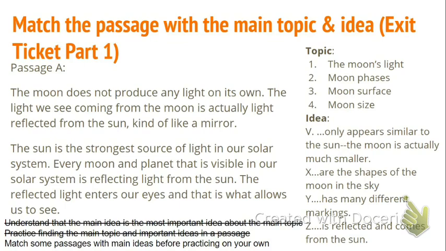This topic: the moon's light, the moon's phases, the moon's surface, or the moon's size? Is the idea that the topic only appears similar to the sun? The moon is actually much smaller. Is the idea that the topic are the shapes of the moon in the sky? Is the idea that the topic has many different markings? Or is the idea that the topic is reflected and comes from the sun?